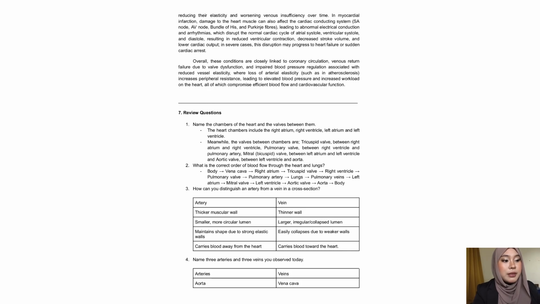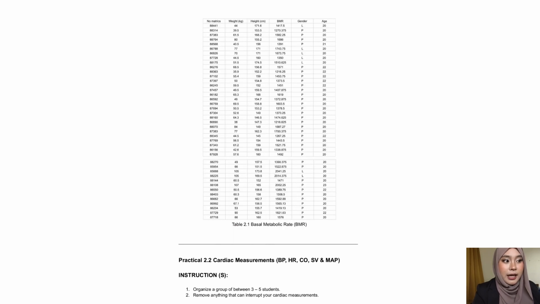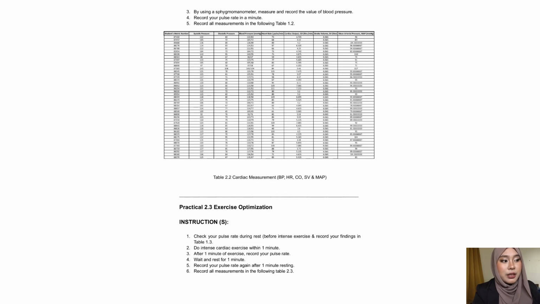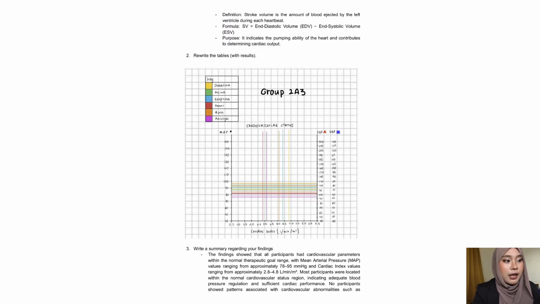So in clinical measurements, we calculated the basal metabolic rate, the BMR, to estimate resting energy needs, and the mean arterial pressure, MAP, to ensure adequate tissue perfusion. The cardiac output, CO, was determined by multiplying the heart rate by stroke volume. So results showed that our cohort maintained a normal MAP range from 78 to 95 mmHg.